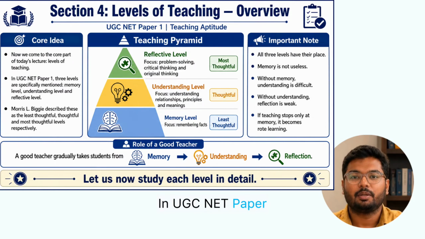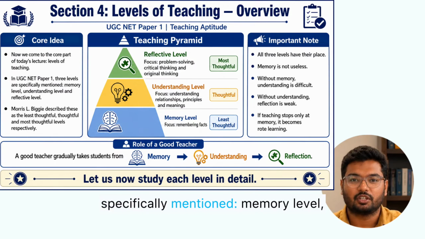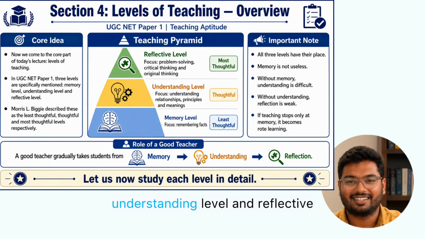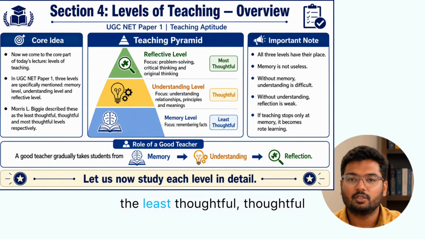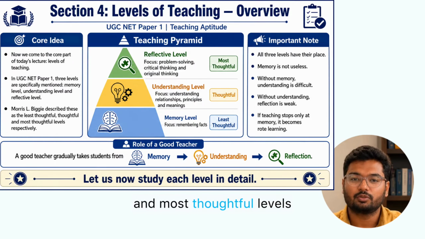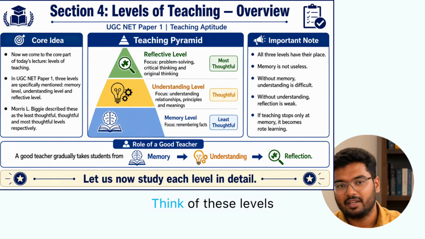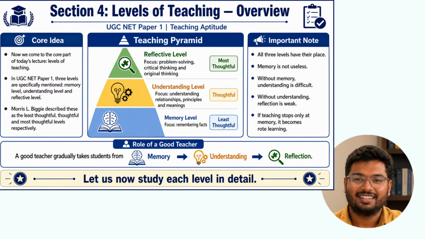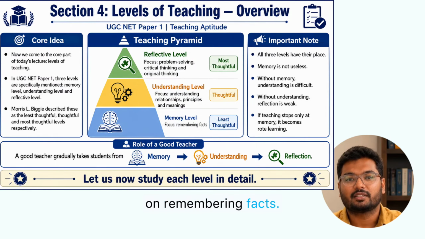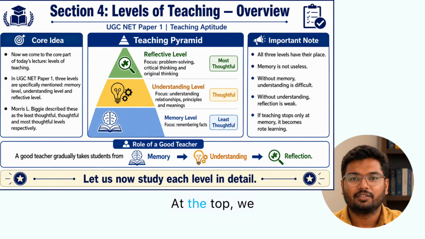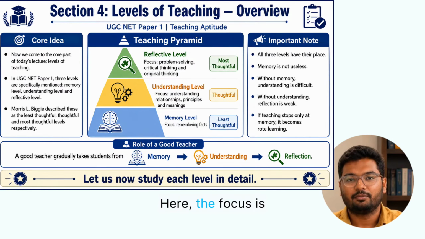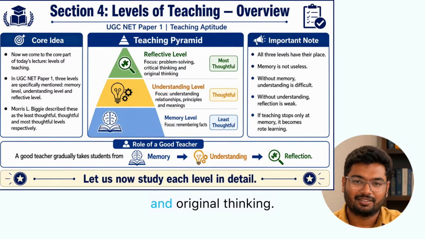In UGC NET Paper-I, 3 levels are specifically mentioned: memory level, understanding level, and reflective level. Morris L. Biggie described these as the least thoughtful, more thoughtful, and most thoughtful levels, respectively. Think of these levels as a teaching pyramid. At the base, we have memory level. Here, the focus is on remembering facts. In the middle, we have understanding level. Here, the focus is on understanding relationships, principles, and meanings. At the top, we have reflective level. Here, the focus is on problem solving, critical thinking, and original thinking.